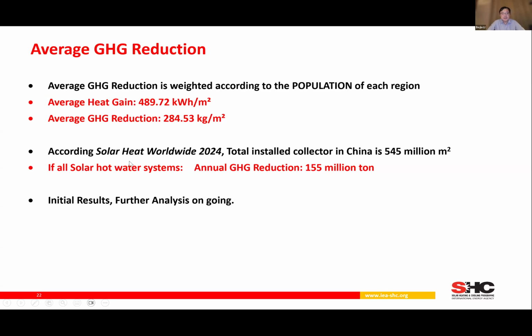So according to the Solar Heat Worldwide 2024, the total installed collector in China is 545 million square meter. If all of them are solar hot water systems, we can get an annual GHG reduction of about 155 million tons. So this figure is closer to China's figure, and maybe larger than the Solar Heat Worldwide figure.